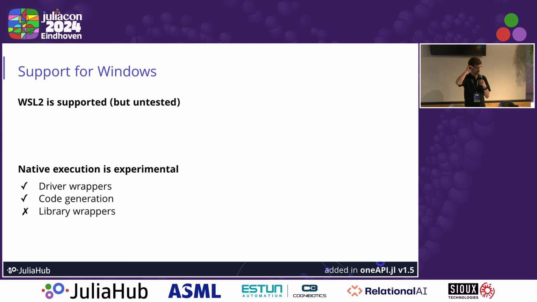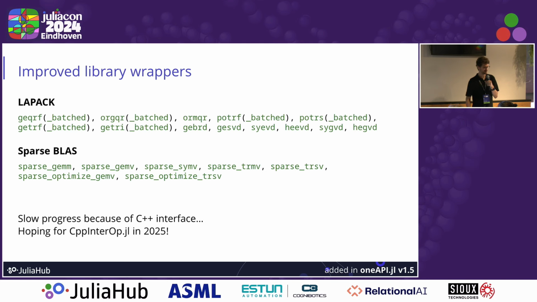We also added support for Windows, because we know that some developers are using Windows laptops and then deploy stuff. The main way of using oneAPI.jl on Windows is through WSL. That's fully supported. It's untested in that we don't have CI resources again, but it's fully supported. Native execution we're working on. It's actually possible to compile, load, and execute kernels, but the library wrappers for oneMKL are not supported in native Windows mode. And those library wrappers are important and have been greatly extended.